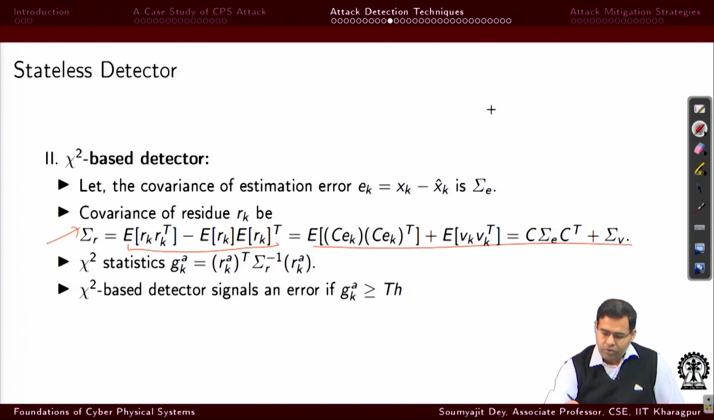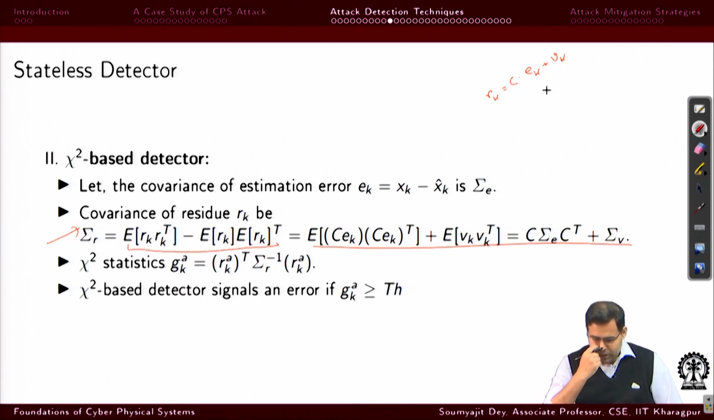So, let us remember what our expression for residue itself was. All these symbols have the usual meaning. This is the state estimation error, and Vk is your measurement noise.